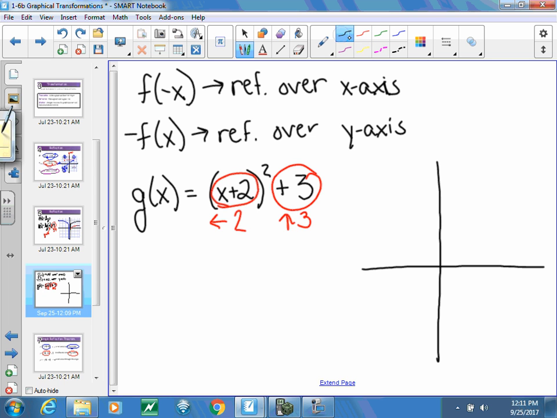So I'm going to graph that out first. I'm going over to the left 2, and going up 3: 1, 2, 3. Here's my point. Here's my parabola that I'm looking at.